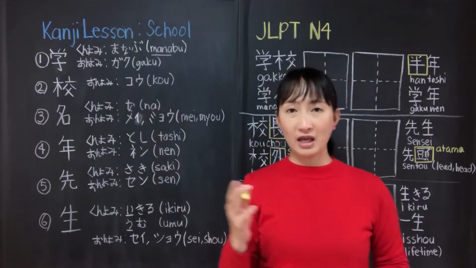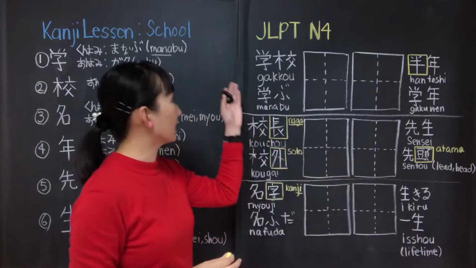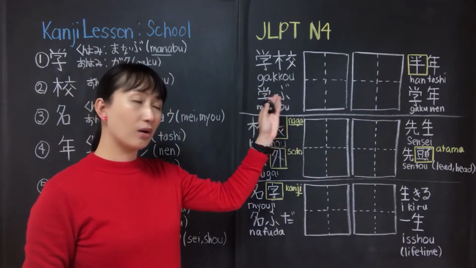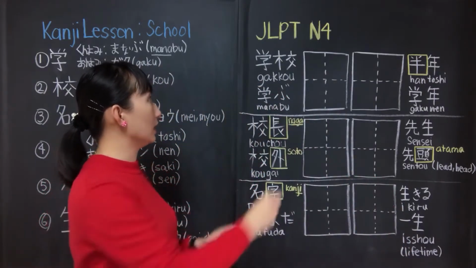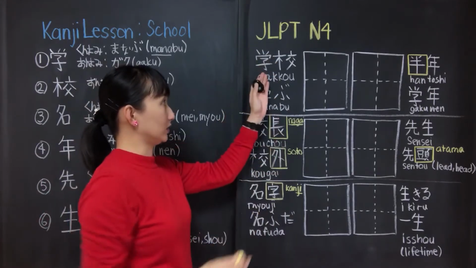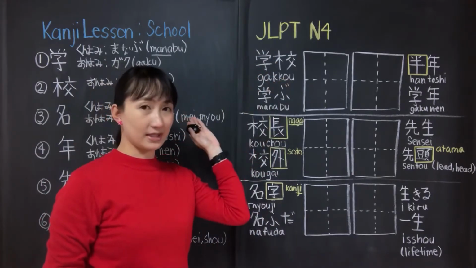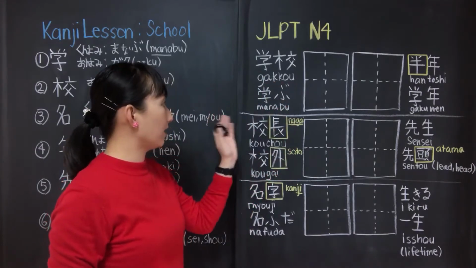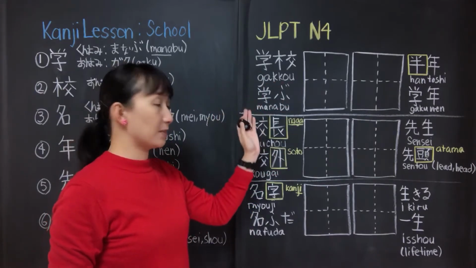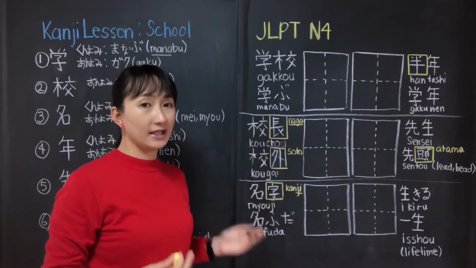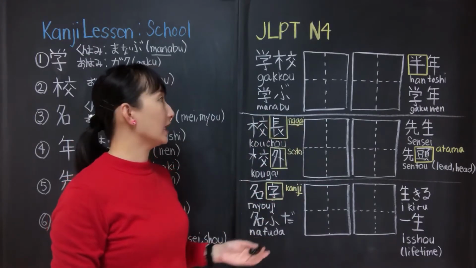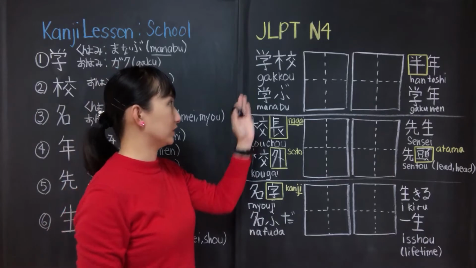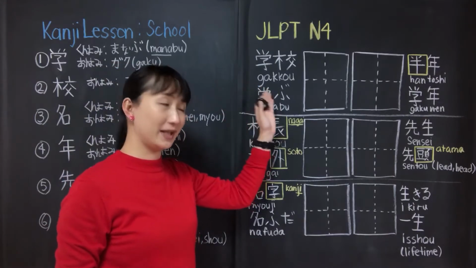The example that I have for you for this kanji is gakko. Gakko means school. So this is the gaku, and then the ko is our next kanji. The other example is manabu no mana. Again, manabu means to learn. This is how you write gaku or manabu no mana.